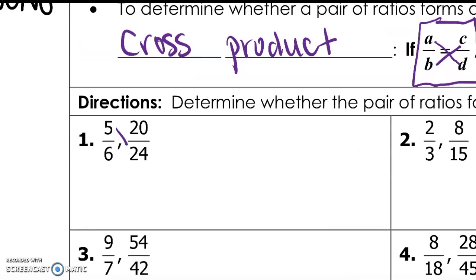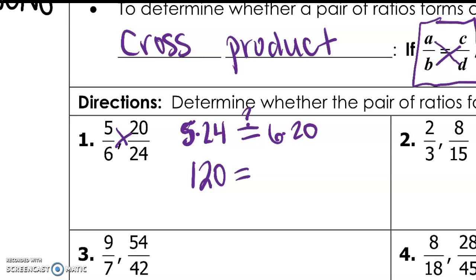So we're checking 5 times 24. Does that equal, that's what we're checking, 6 times 20. Now you don't actually have to write that out every time. I just want you to see where it's coming from. So 5 times 24 gives me 120. 6 times 20 also gives me 120. So this would be yes, those two are equal.